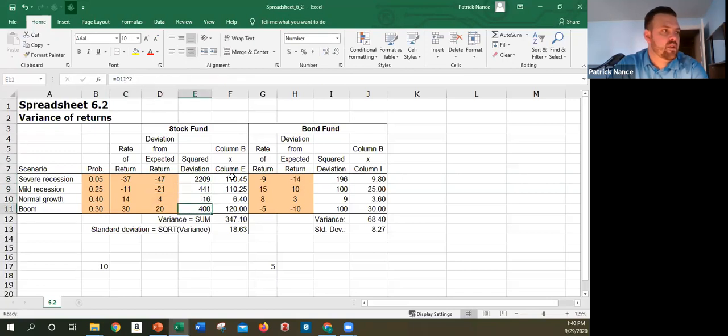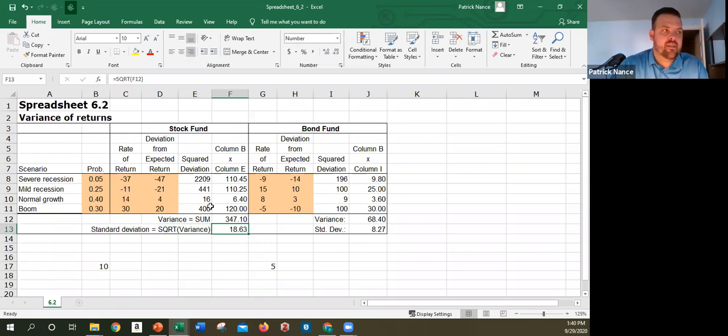Yeah, so I squared all those. And then for column B, for this column F, I take column B, which is the probability, times the standard deviation to figure out what my variance sum is. And when I square root that, that gives me my standard deviation. So the standard deviation in this case of stocks is 18.63, and the standard deviation for bonds is 8.27.